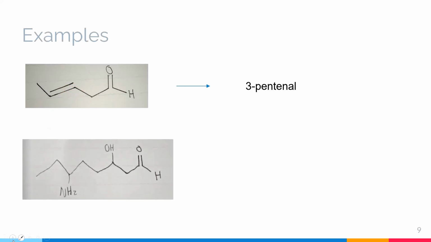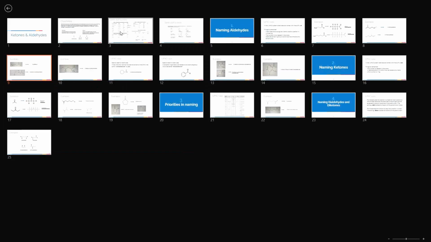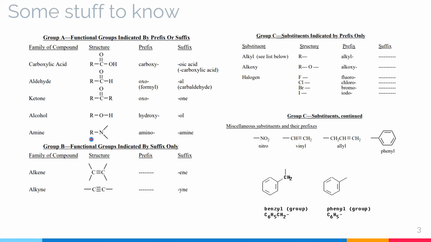Now, how about this one? This one, 1, 2, 3, 4, 5, 6, 7, 8. It's an octane. Aldehyde is here, so we start counting here rather. 1, 2, 3, 4, 5, 6. So it's octanol. But we have 2 substituents, an amino group and an alcohol group. Now remember what the prefixes of the amino and alcohol groups were. For amine, it's amino. And for alcohol, it's hydroxy.